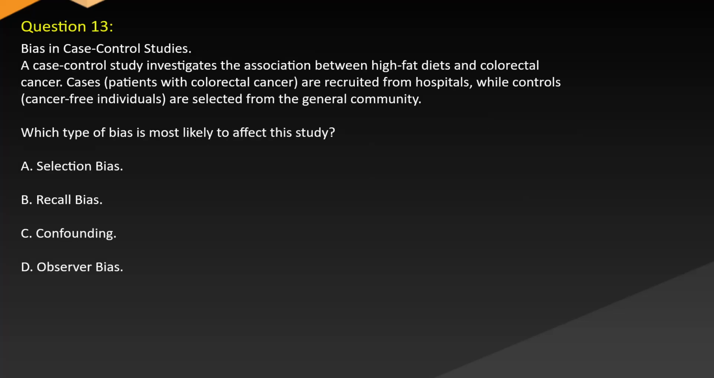Question 13. Bias in case control studies. A case control study investigates the association between high-fat diets and colorectal cancer. Cases, patients with colorectal cancer, are recruited from hospitals, while controls, cancer-free individuals, are selected from the general community. Which type of bias is most likely to affect this study? A. Selection bias. B. Recall bias. C. Confounding. D. Observer bias.